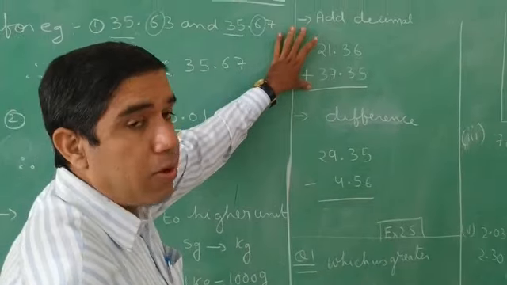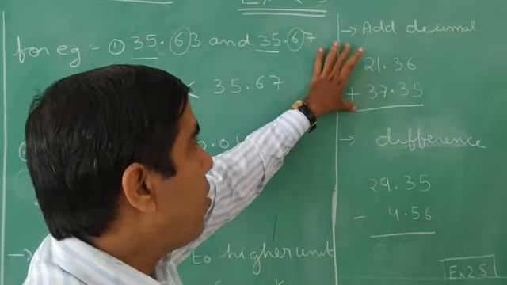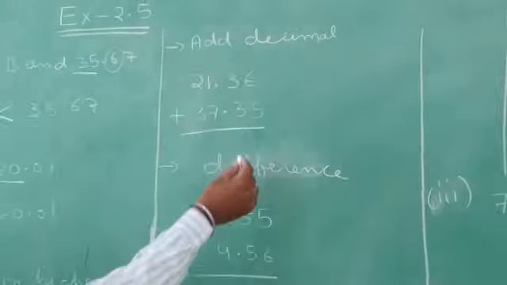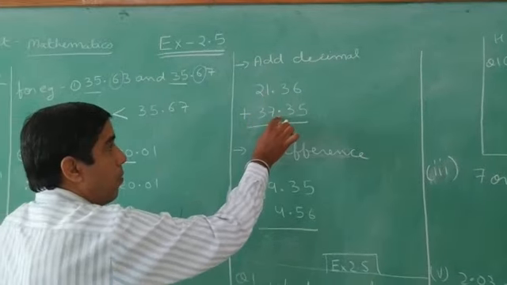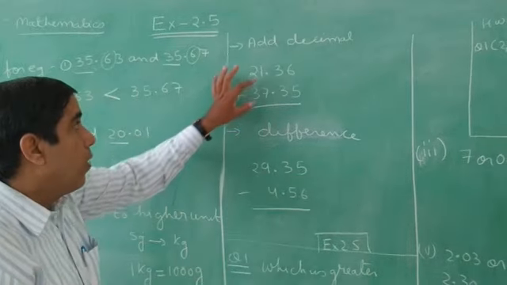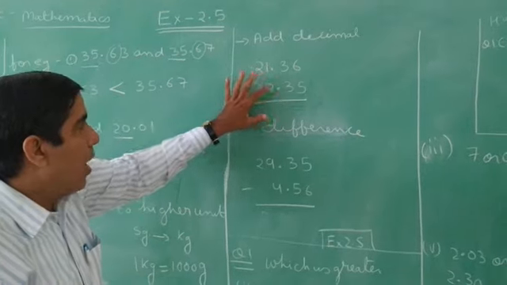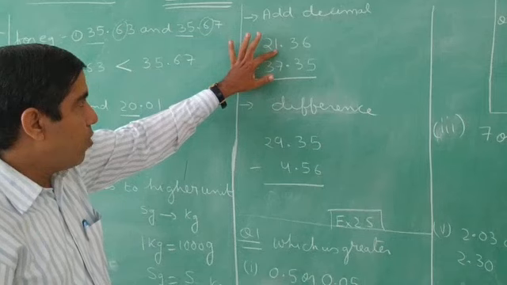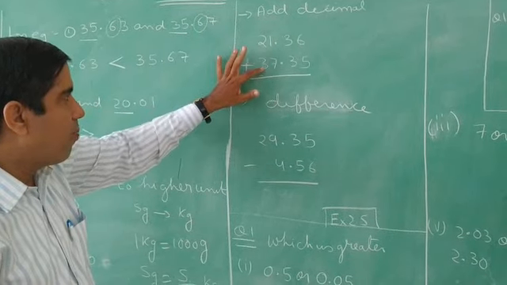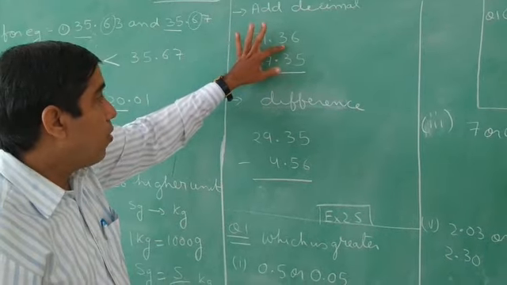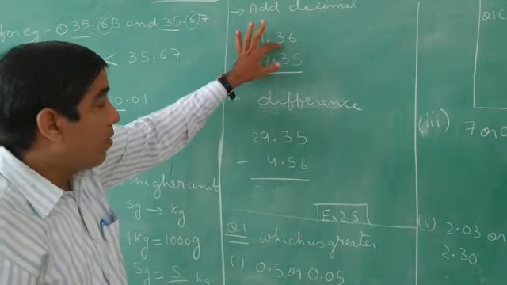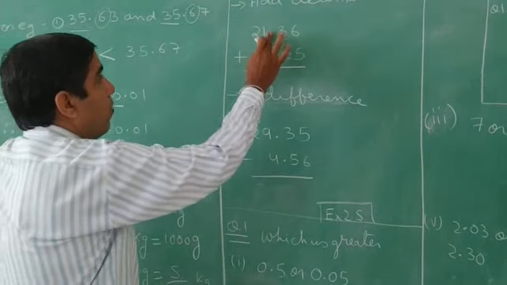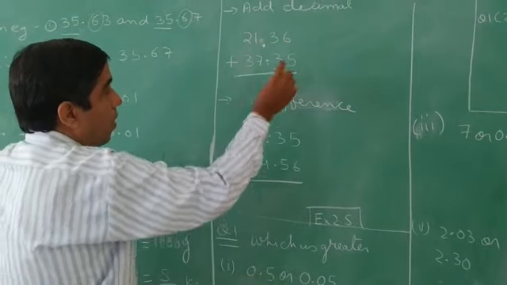Now come to the next topic, addition of decimal numbers. Addition of decimal numbers is also one topic in this. It comes like this. In addition of decimal numbers we have to take care that the decimal should come below the decimal, and the remaining digits' place values should be the same. See, it is unit place, it is also unit place, tenth place, and this is also tenth place, and this is hundredth place. So below the decimal, the decimal should come.